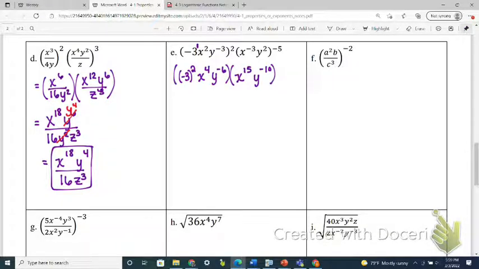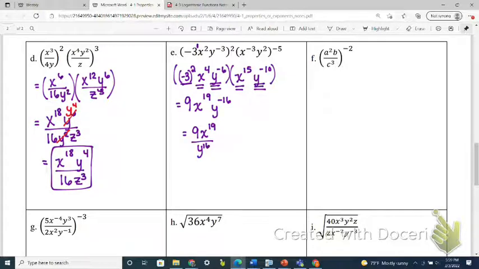So we're going to combine. This is all multiplication, so that means we add exponents. So negative 3 squared is a positive 9. X to the 4th and x to the 15th is x to the 19th. Y to the negative 6th and y to the negative 10th is y to the negative 16th. Okay, it is not simplified yet because I have a negative exponent. That means just the thing with the negative exponent is going to change positions. So I end up with 9x to the 19th over y to the 16th.